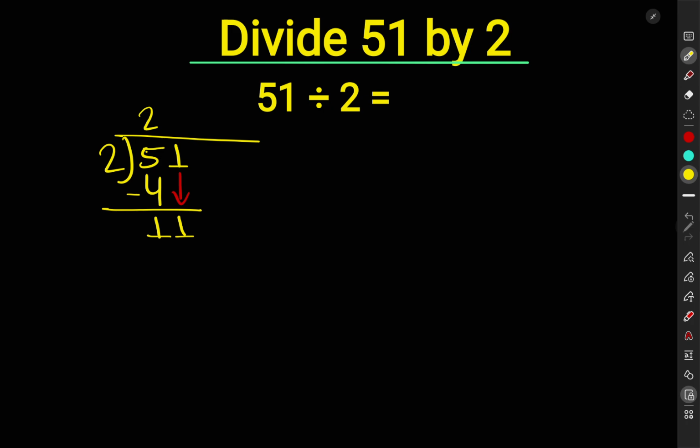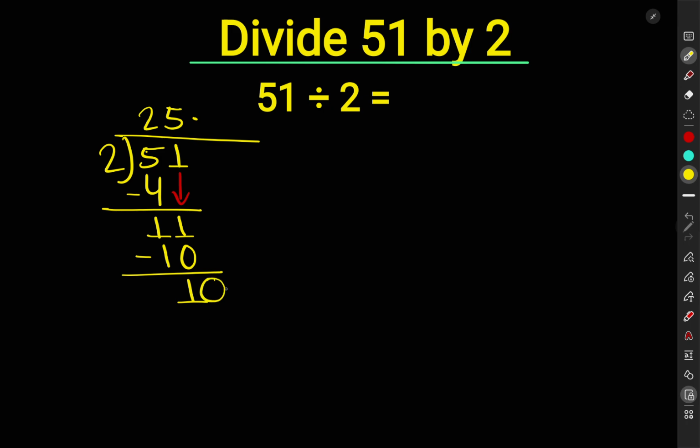So it becomes 11. So 2 times 5 means 10. On subtracting we get 1. So again this 1 is less than 2 and there is no other number beside. So we keep here a decimal so that we can put here 0.